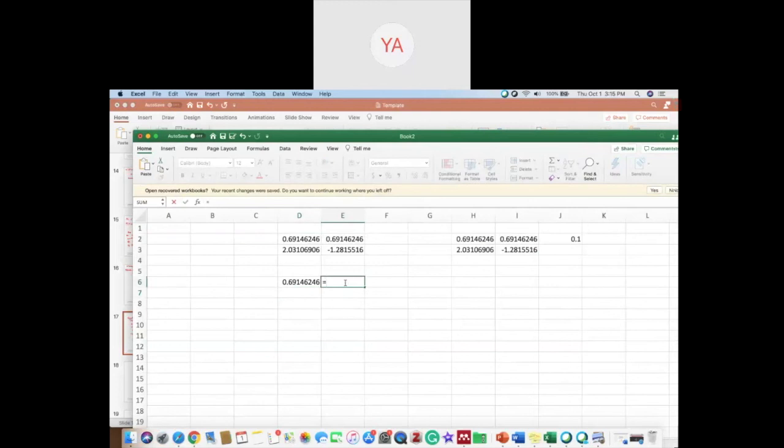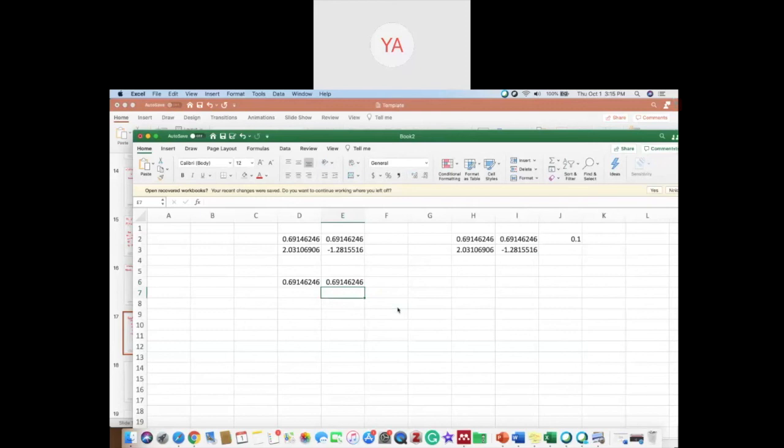Okay, so what is my formula here? I started with equal and NORM.S.DIST. Now it is asking me the value of the z here, which is 0.5. And I'm asking for the cumulative number. And if you hit enter, you will get the same probability value.